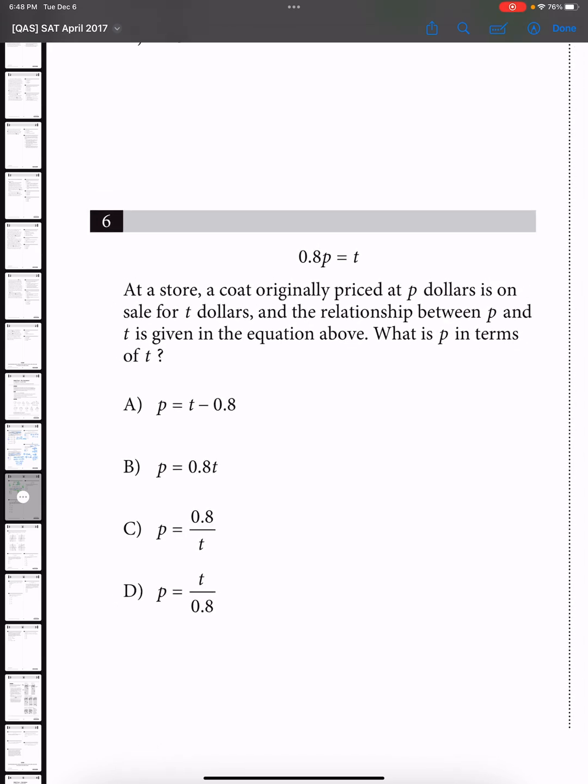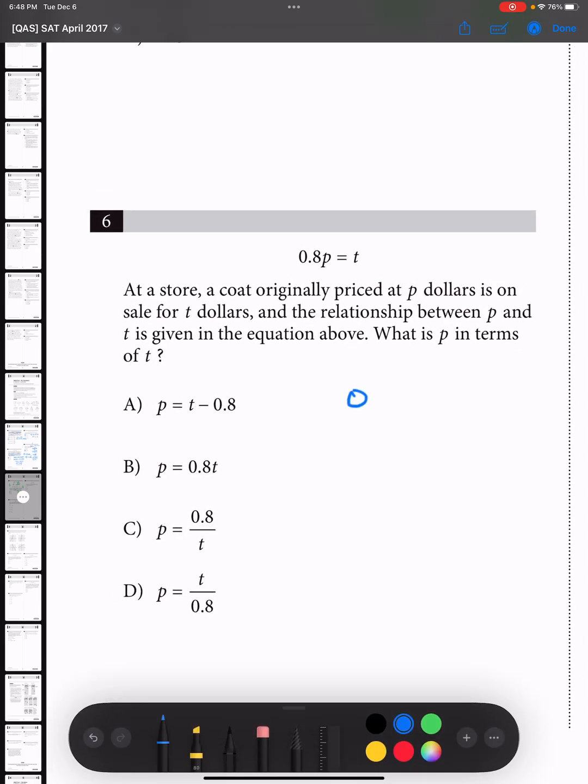Okay, what is P in terms of T? So we're given this equation, and we just need to find it in terms of P. So P is equal to... 0.8 is in multiplication. We take it to the other side, we'll get division. So P is equal to T over 0.8, which means our answer is D.